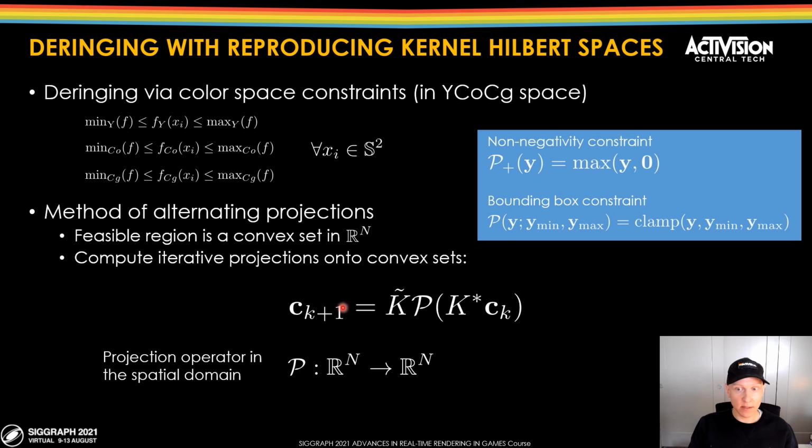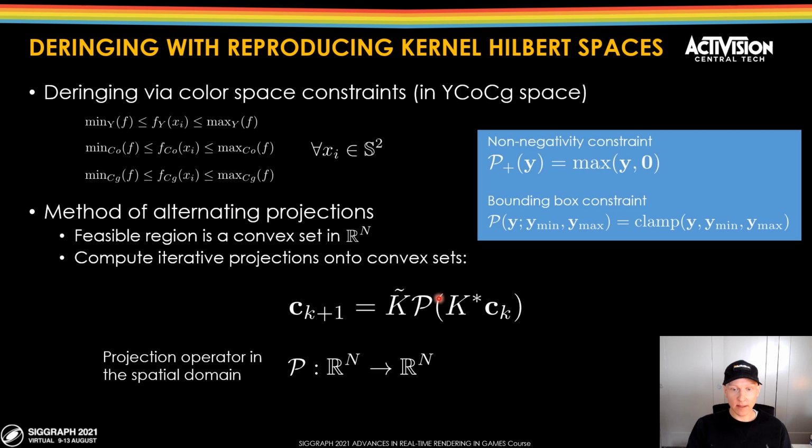Now, since we are doing these alternating projections on convex sets, we know that this iteration will converge to a point in the intersection. And we already know that the intersection is non-empty, since the mean color, or the DC color, clearly satisfies all these color space constraints.